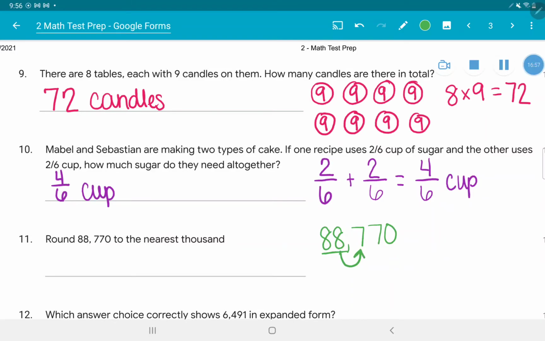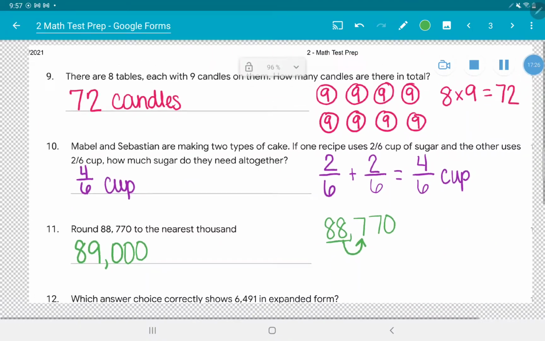7. A 7. So what does the 7 tell that 8,000 to do, Brayley? Go up to a 9. So I'm going to keep my 8 10,000s. My 8,000s turns to a 9. And everything else turns to a 0. So 89,000 is the answer. Okay, go ahead and click next to go on to the next question. 90,000. Okay.